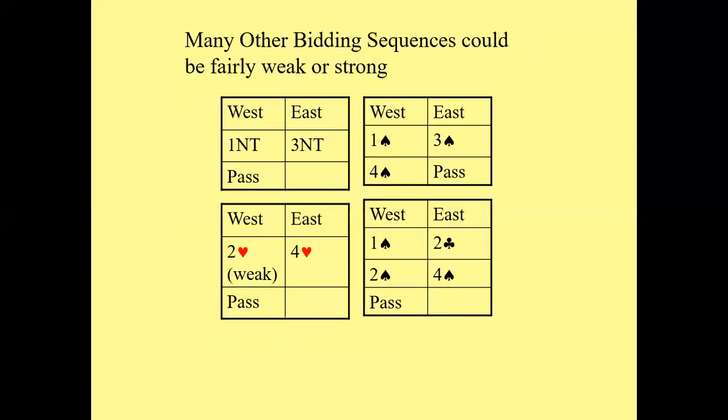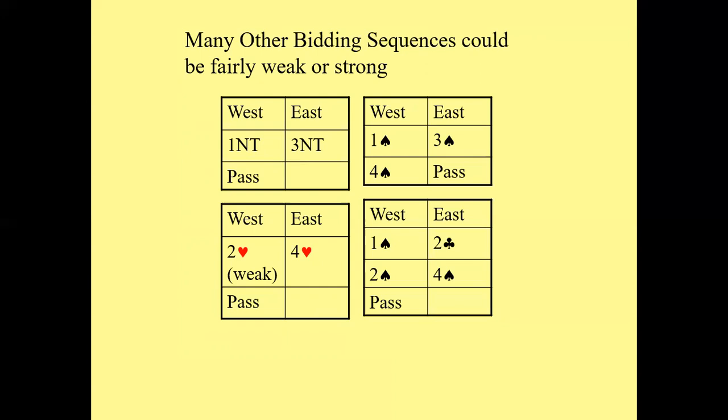And then there are most bidding sequences, perhaps, where it's really hard to tell whether that's showing a strong hand by declarer or a weak hand, whether they've got enough for game or have some extras. So things like 1-no trump, 3-no trump, or 2 hearts, 4 hearts, or 1 spade, 3 spades, 4 spades, or 1 club, 1 spade, 2 clubs, 2 spades, 4 spades.